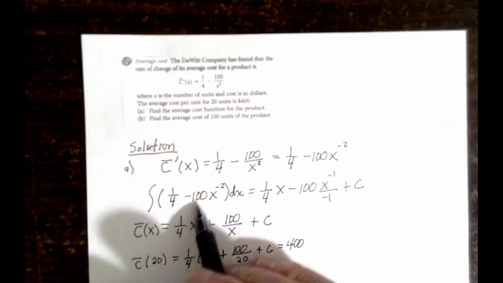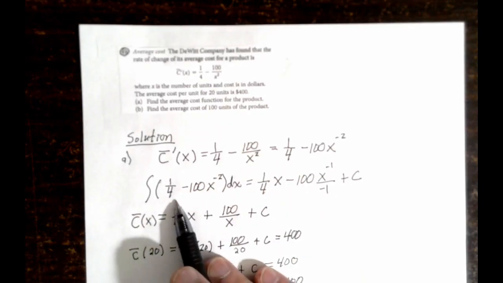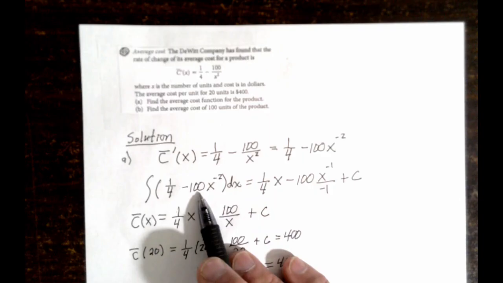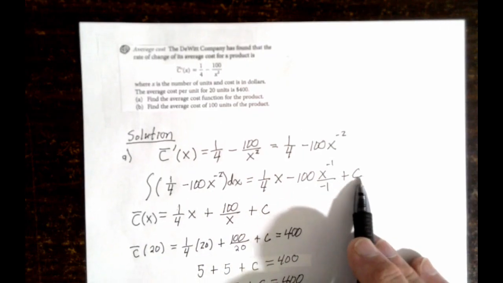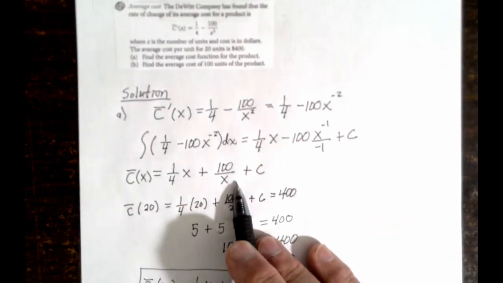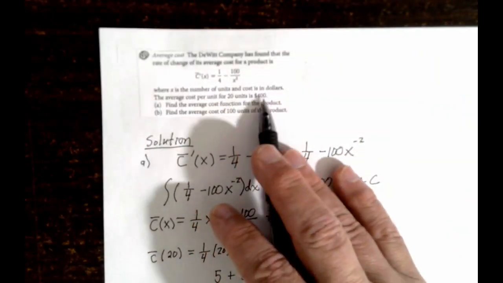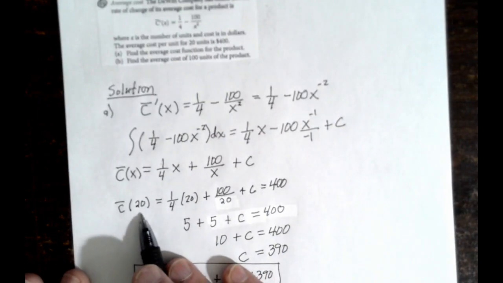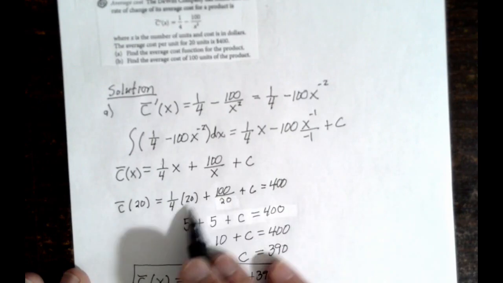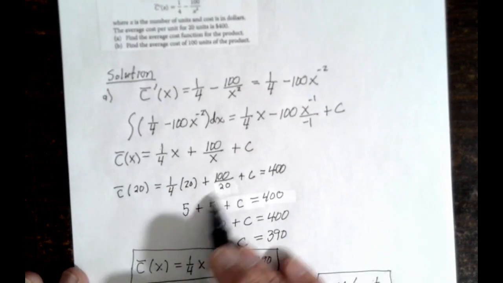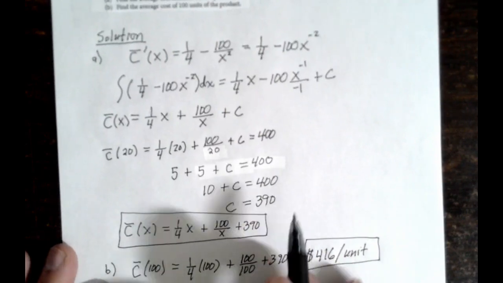And 49, they give you this guy here, and they ask you to integrate it. So you get 1/4 x, you get minus 100x to the negative 1 divided by negative 1, plus some number c. And when you clean it up, it looks like this. And now they tell you that when you plug in 20, you get 400. So C bar of 20 equals this, equals 400. And with that, you can figure out what C is, because this is 5, and that's C, and that's 400. So 10 plus C equals 400, so C has to be 390.